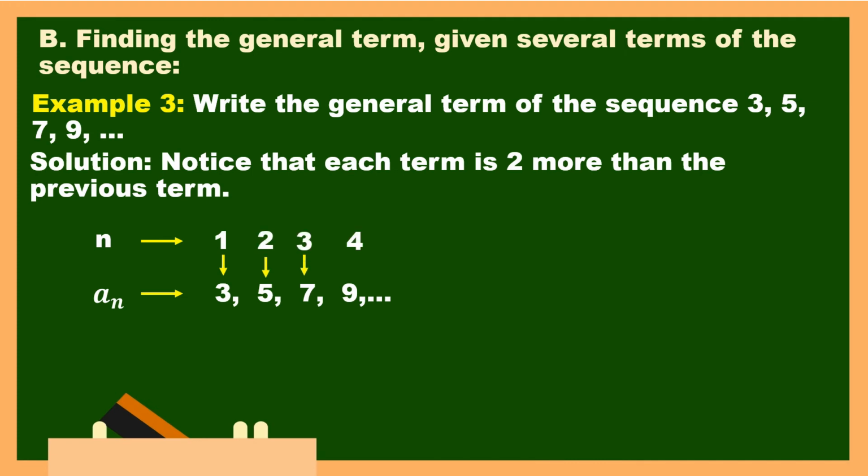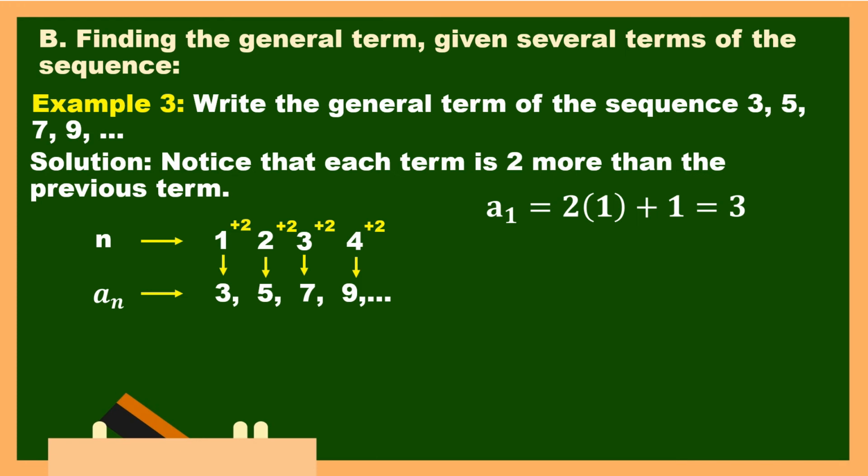Ito po yung number of terms, which is the first term ay ang 3, second term naman ay 5, and the third term is 7, and the fourth term is 9. So each term is added by 2. So, i-check natin. For the first term, yung n ay papalitan natin ng 1 kasi nga first term. So, magiging a sub 1 equals 2 times 1 plus 1. 2 times 1 is equal to 2 plus 1 equals 3.